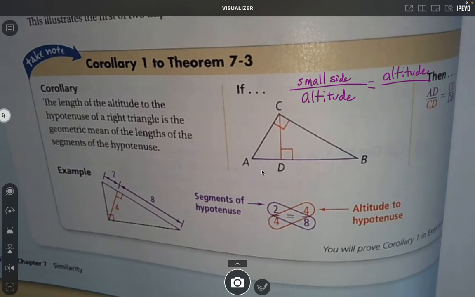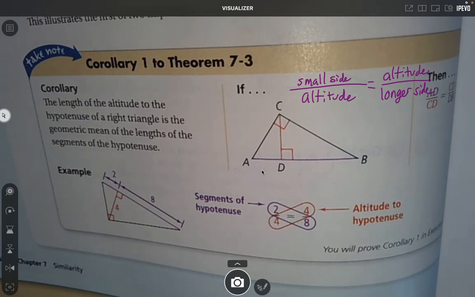Middle side to the altitude, then the altitude to the longer side. This looks confusing. I think this is easier than what they said. So we have this triangle, and I prefer to use this one right here. Look at their little example. It wants us to use this proportion. Basically the way we're gonna set it up is, do you see the small triangle and the medium triangle? That's the two things I'm looking at.